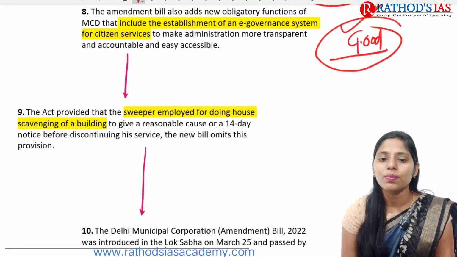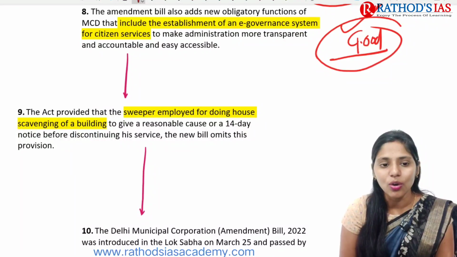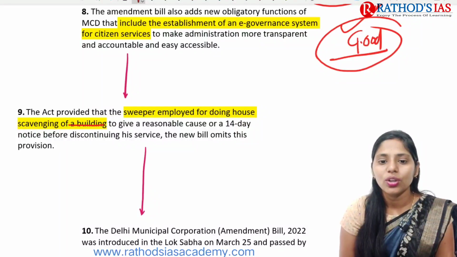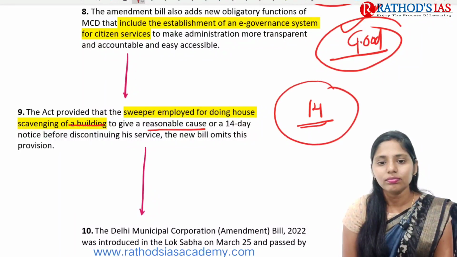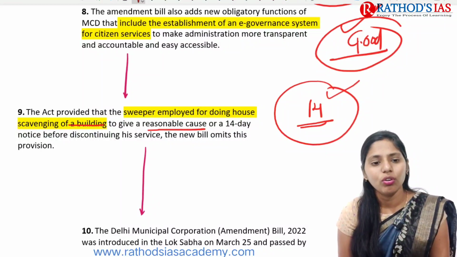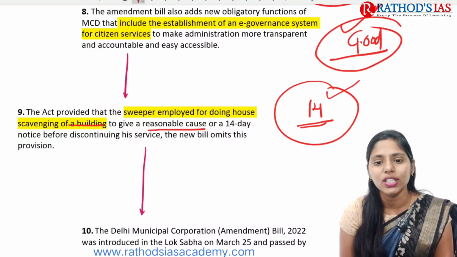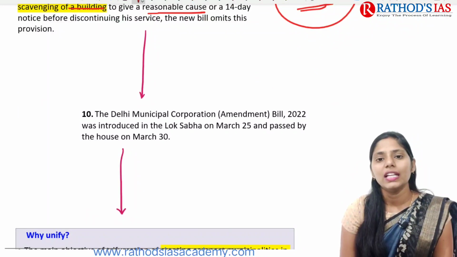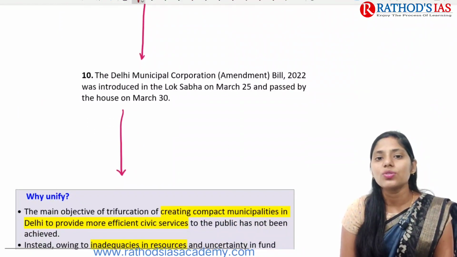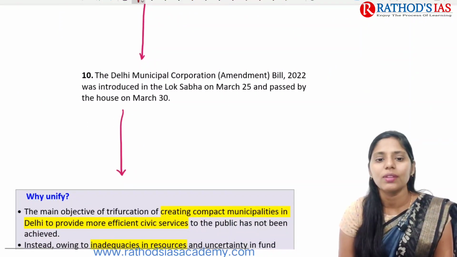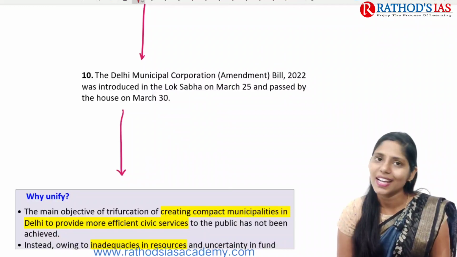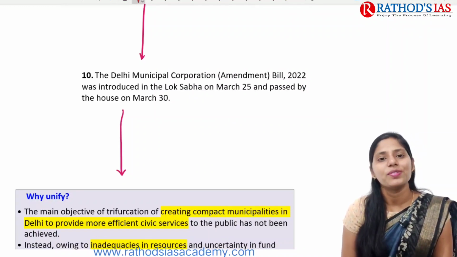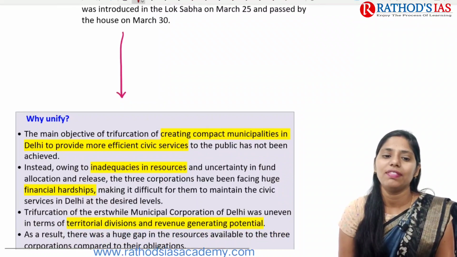And this Act also provides that a sweeper employed for house scavenging of a building is given a reasonable cause and a 14-day notice. They will get a 14-day notice before the services are discontinued as well. And this Act was introduced in Lok Sabha, and later it was passed in Lok Sabha as well as Rajya Sabha, and finally the President also gave assent. So these are some key features.